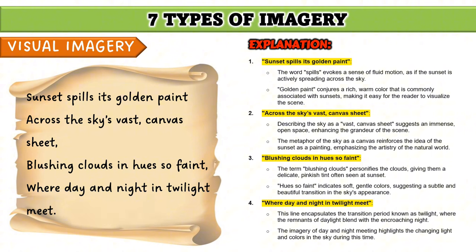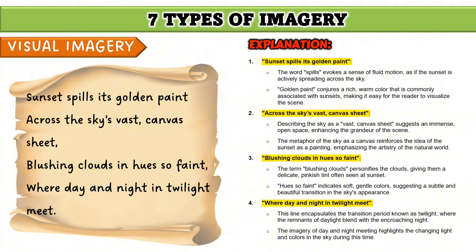Blushing clouds in hues so faint. The term blushing clouds personifies the clouds, giving them a delicate pinkish tint often seen at sunset. Hues so faint indicates soft, gentle colors, suggesting a subtle and beautiful transition in the sky's appearance. Where day and night in twilight meet. This line encapsulates the transition period known as twilight, where the remnants of daylight blend with the encroaching night. The imagery of day and night meeting highlights the changing light and colors in the sky during this time.